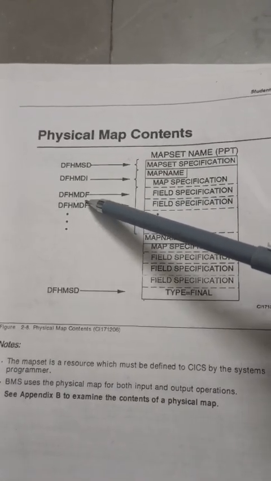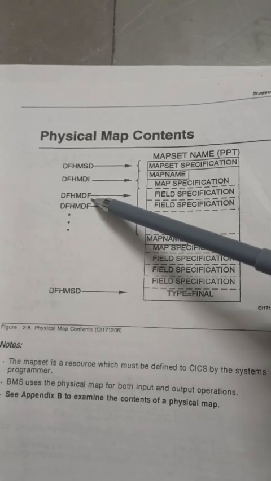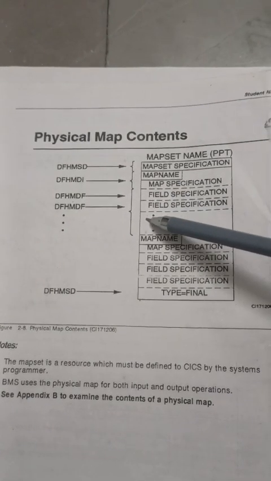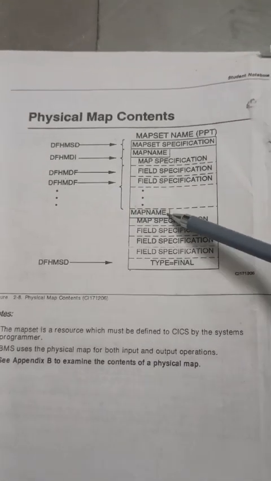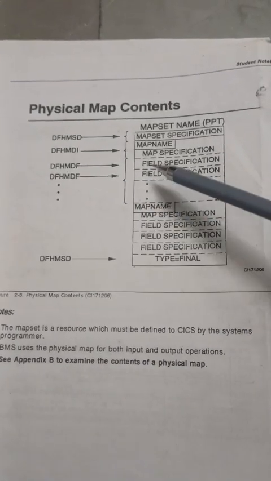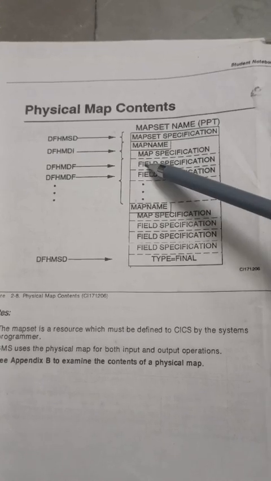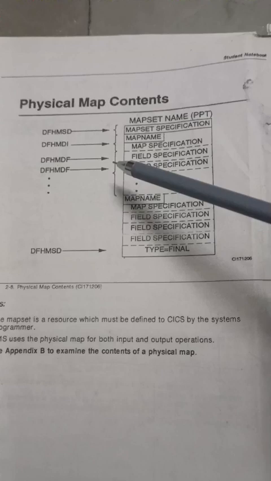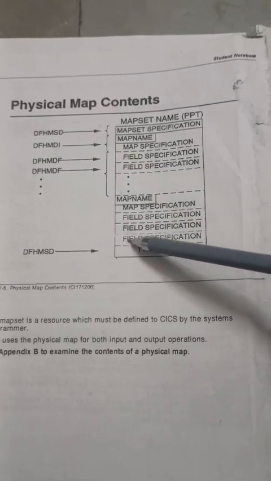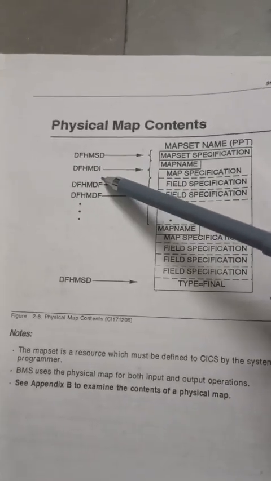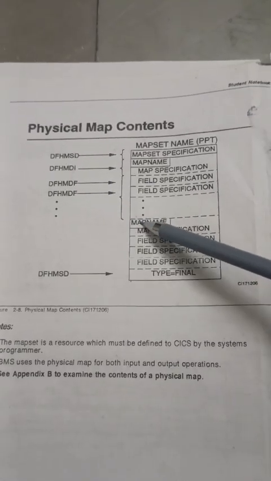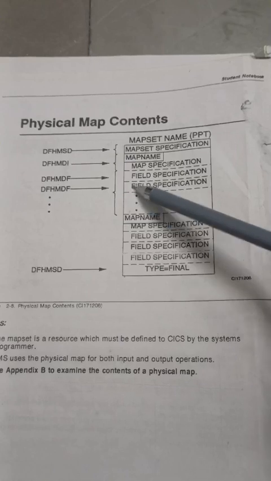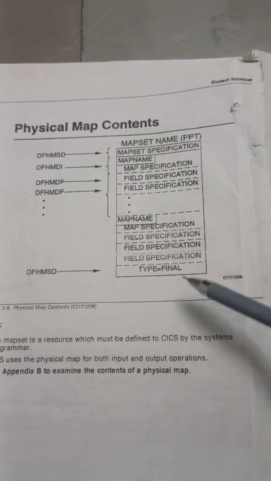To identify the field definition, we have the macro name DFHMDF. Under each map name, we can create a number of fields. Similarly, under the map set, another map starts again with the map specification, the same DFHMDI and DFHMDF. To start another map name, we have to define the DFHMDI parameter again here. If it is repeated, it is not mentioned again here, the same way the map definition and field definition repeat.